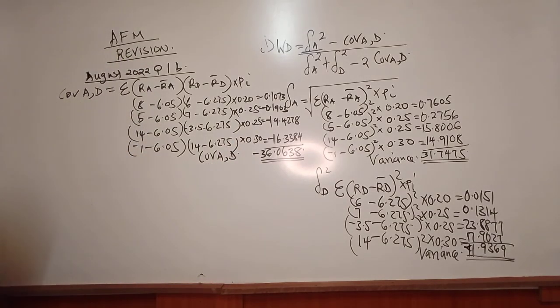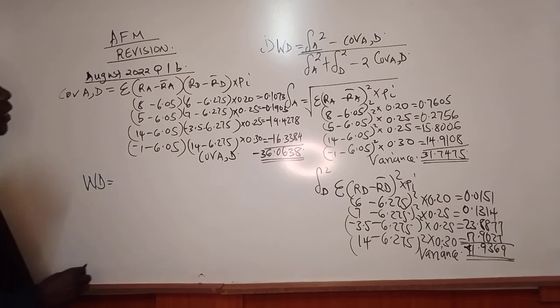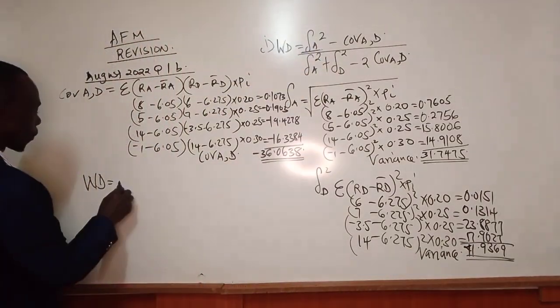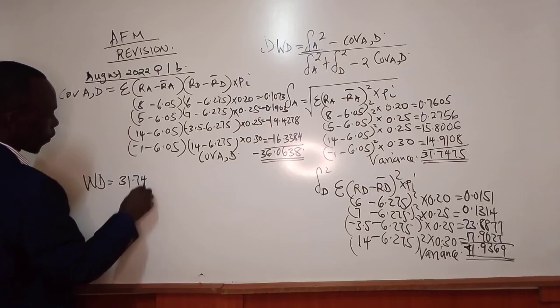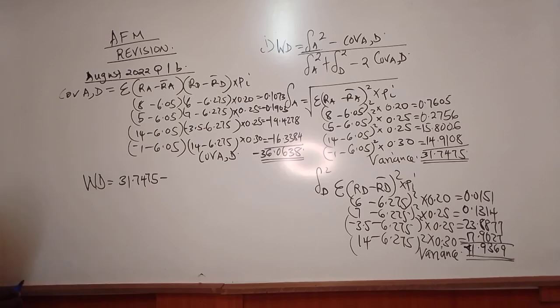Once we have the covariance, now we can get our weight of D. Our weight of D is given by the variance of A. The variance of A was 31.7475. Then minus the covariance.